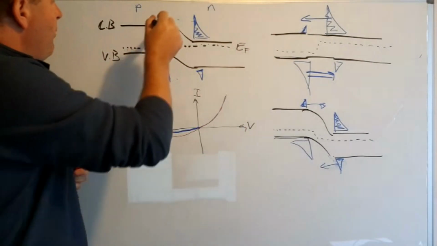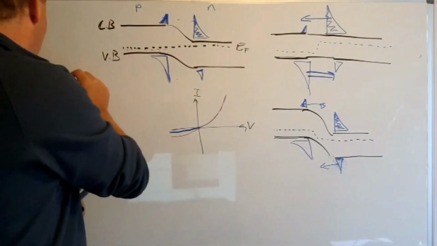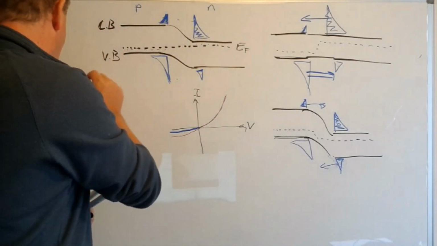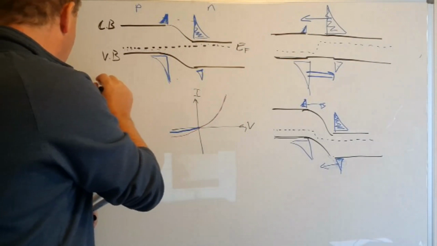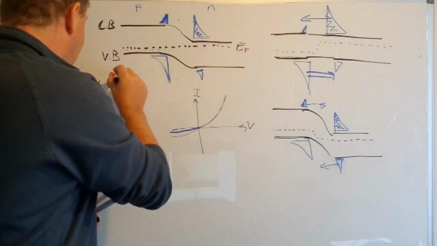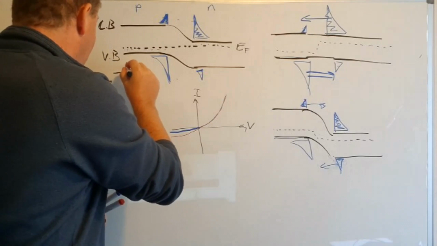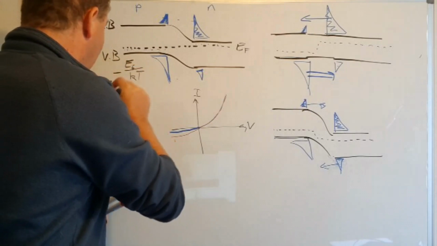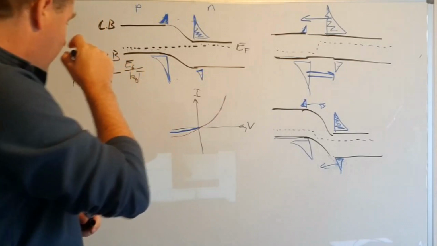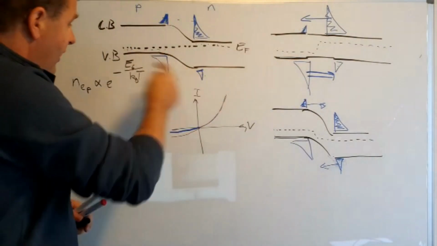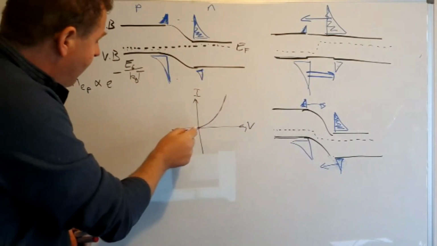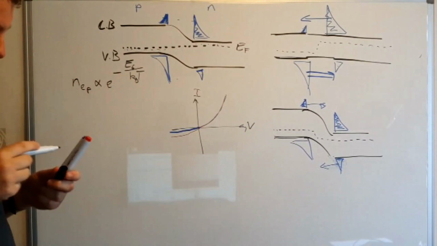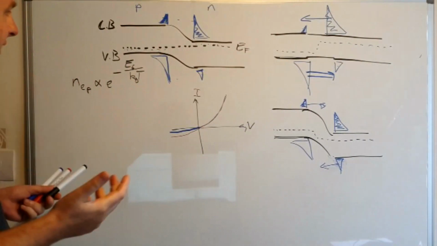Well, the number of carriers here, the number of electrons in the p side, is proportional to e to the minus the energy gap over Boltzmann's constant times the temperature. And the same is true on the other side. And so what you have here is that the amount of current you're going to get is going to be exponentially dependent on the temperature. In other words, that makes this a really good sensor.